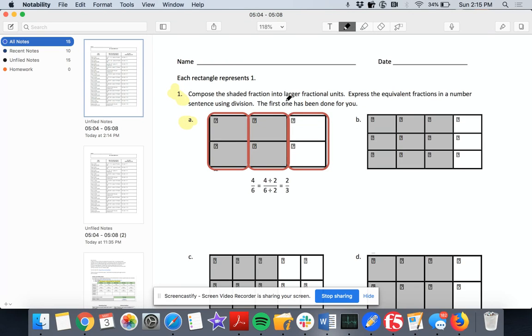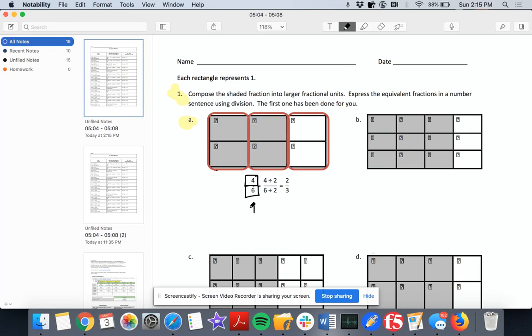It asks us to compose the shaded fraction into larger fractional units and to express the equivalent fraction in a number sentence using division. So I'm going to walk you through this problem that they did with you. First things first, they counted the total number of pieces in this chocolate bar, in this area model. The total number of pieces are 1, 2, 3, 4, 5, 6. So our denominator, our number on the bottom, is 6. How many of those pieces were shaded in? Well, 1, 2, 3, 4 were shaded in.